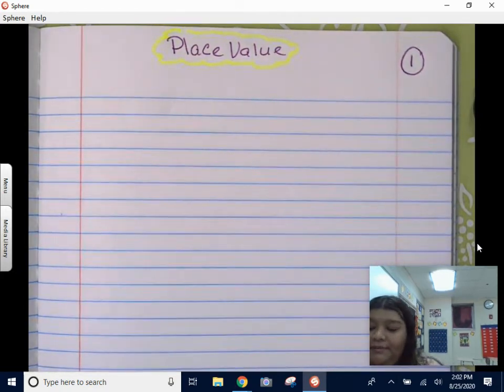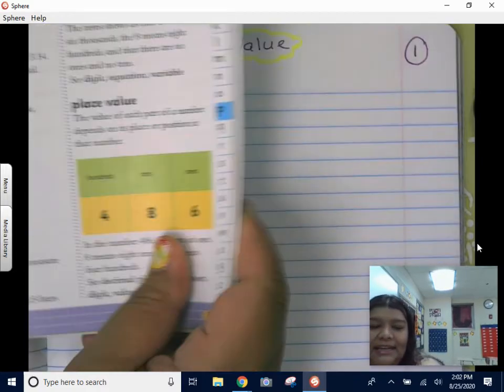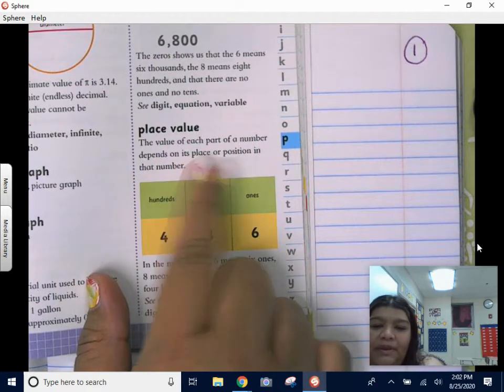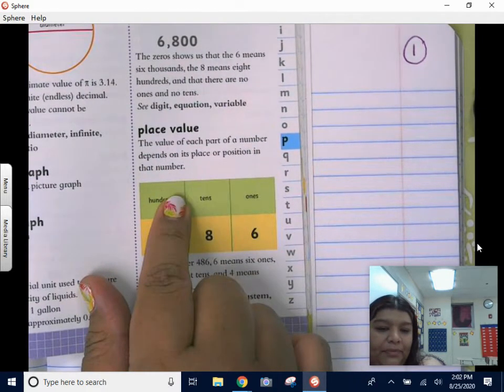So what is place value? I don't have a class to tell me, so I'm going to go ahead and tell you what it is. Place value is the value of each part of a number, which depends on its place or position in that number.